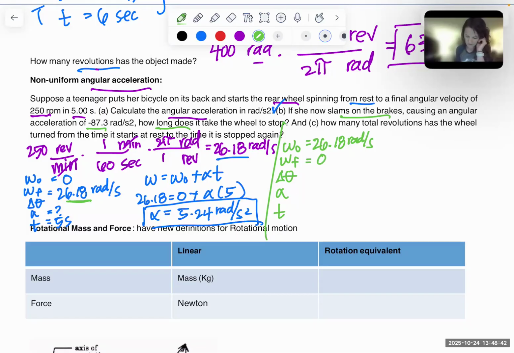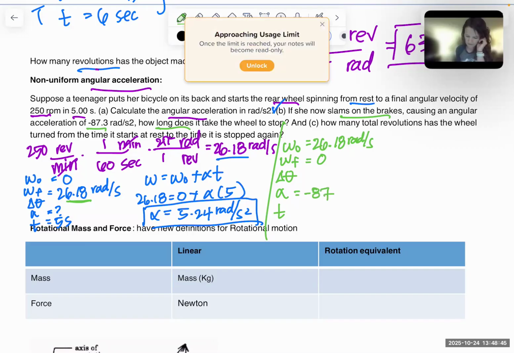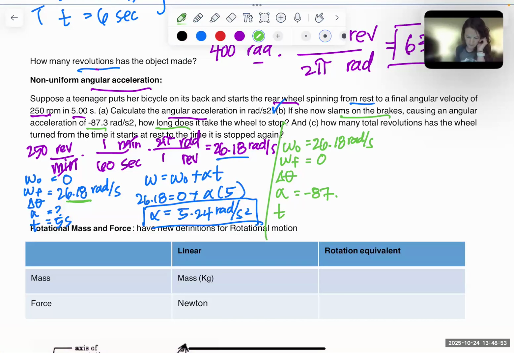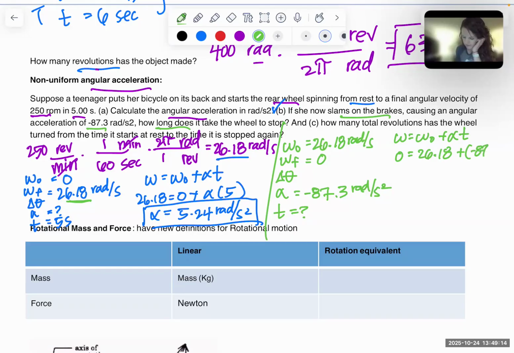What else do we know? We know our angular acceleration is negative 87.3 radians per second squared. Oh gosh, sorry. Please ignore that. And we want to know how long. So these are the same variables we were dealing with before. We're going to use the same equation. So we have omega equals omega naught plus alpha t. So we have 0 equals 26.18 plus negative 87.3 t. And we want to know our time. Yeah, cool. That looks good.